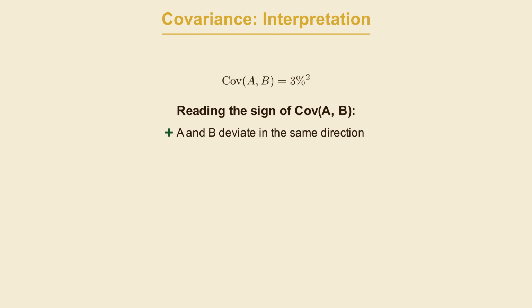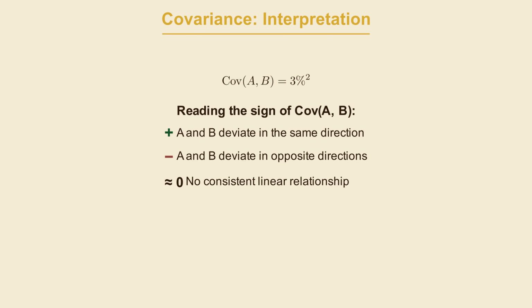A positive covariance means that when holding A was above its average in quarters 4 and 5, holding B also tended to be above its average. And when holding A was below its average, so in quarters 1 and 2, holding B also tended to be below its average. They co-move in the same direction. A negative covariance would mean the opposite. When one variable is above its mean, the other tends to be below its mean.